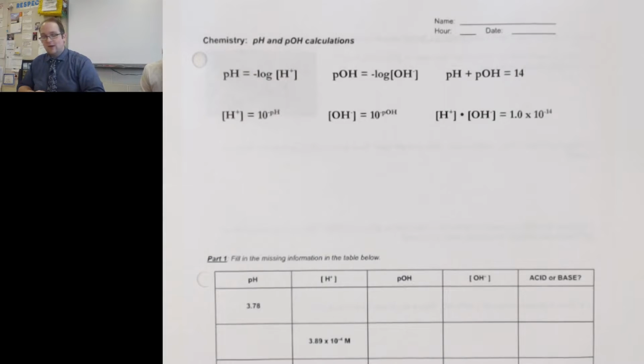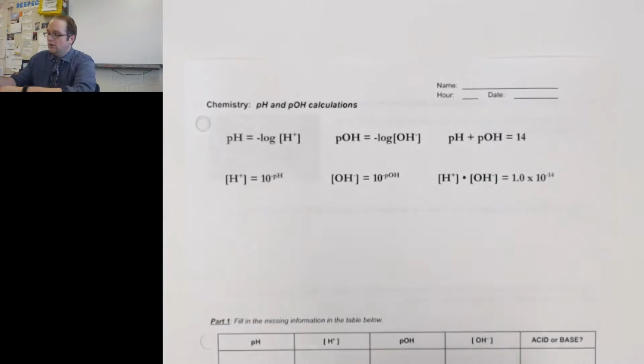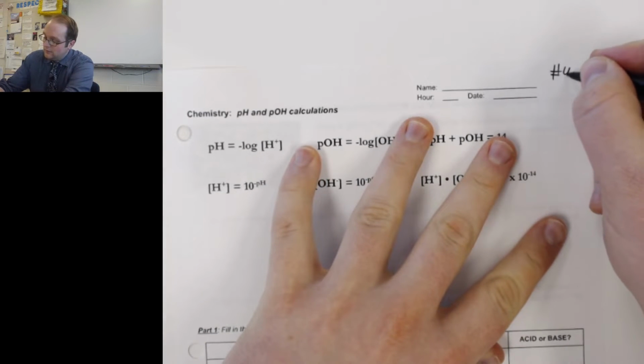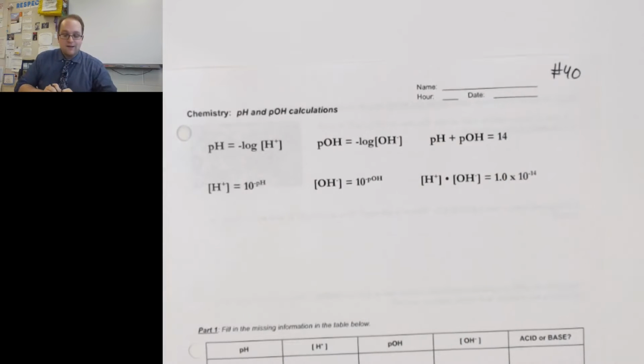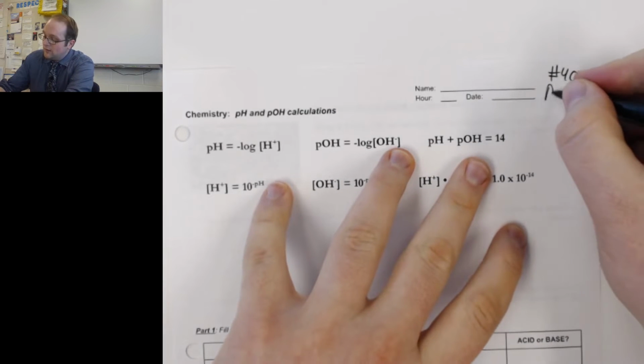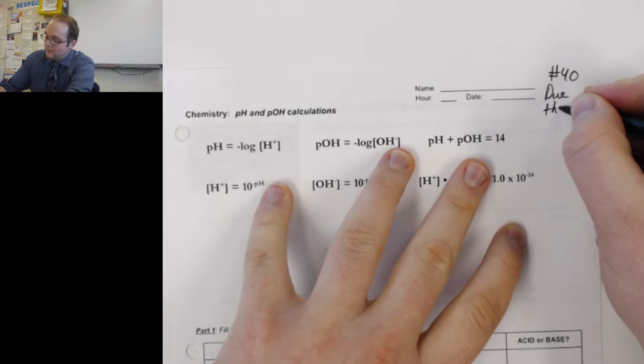Yeah, we're watching. Hey, but today we're going to be looking at our pH and pOH calculations. So make sure you have this page out. I believe it should be number 40 in our binder. We are going to be setting up and collecting this guide tomorrow, so make sure you're working hard today and getting this finished.